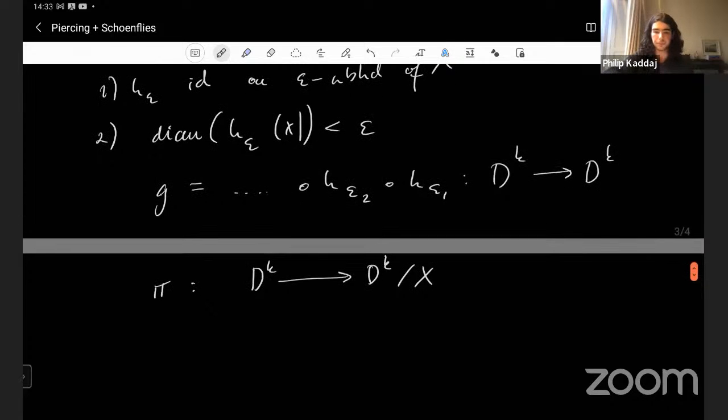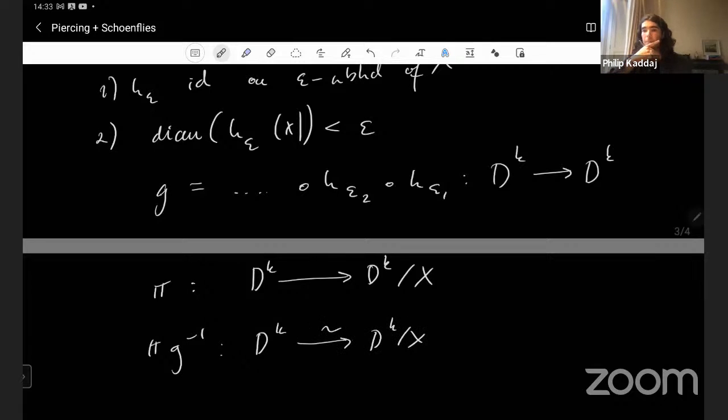And then if we compose these, we get a homeomorphism.